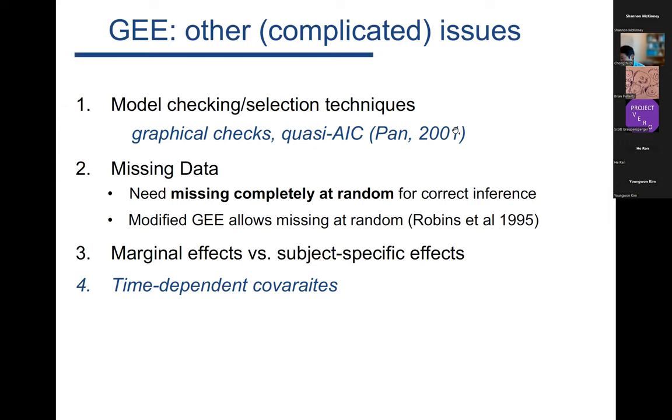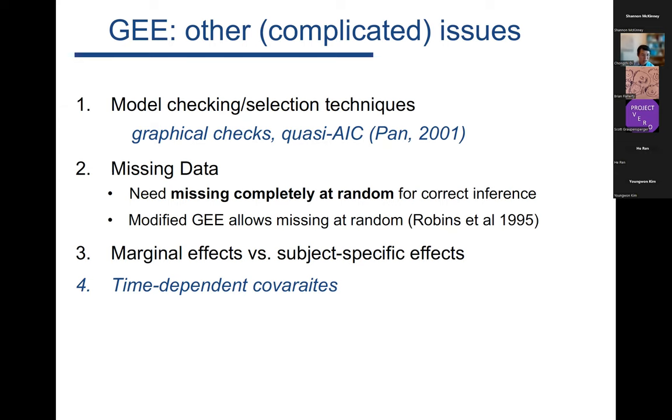I don't think we have time to discuss the other issues, but there are a few topics you may ask about. Are there any model checking or selection techniques? The answer is yes. There are some methods where you can get residual plots to help you check your model, and then you have information criteria and hypothesis testing procedures for model selection. And then for missing data.